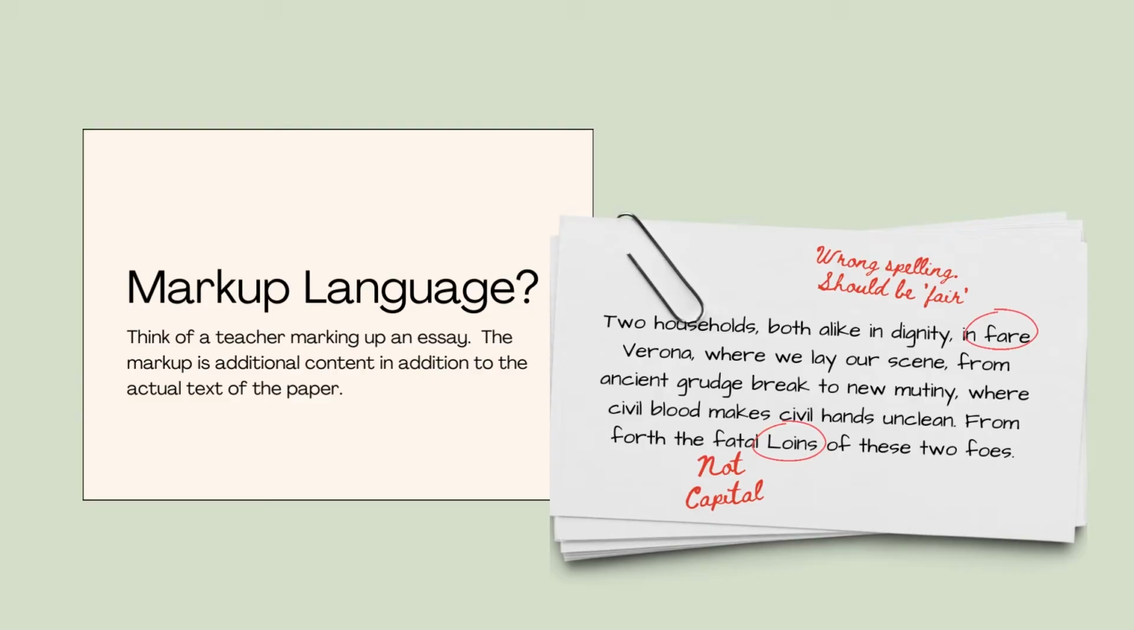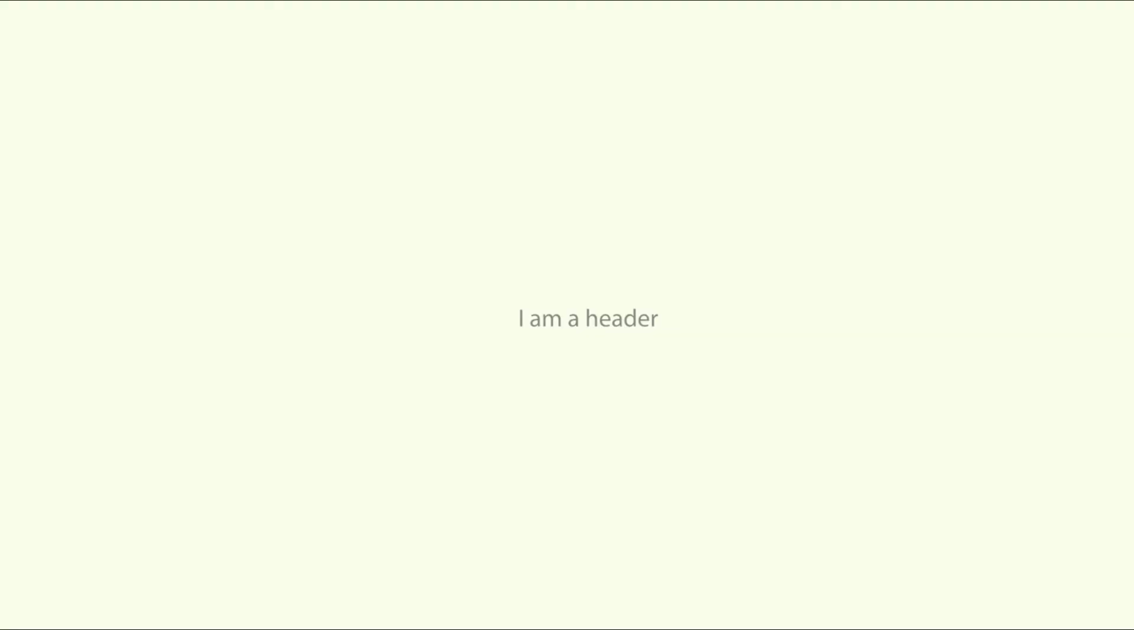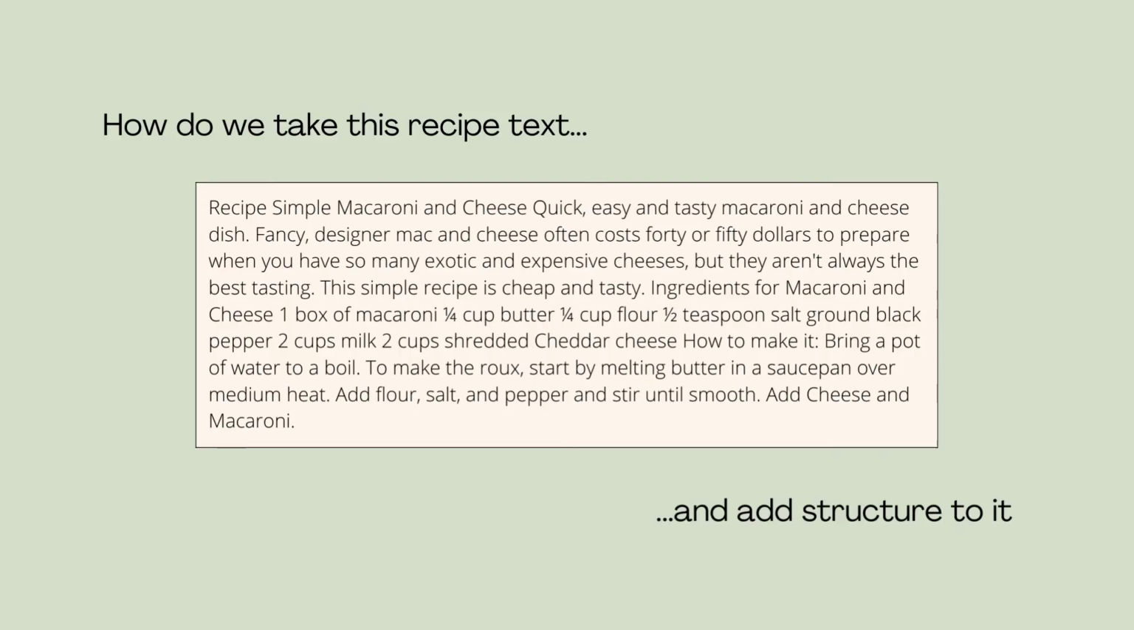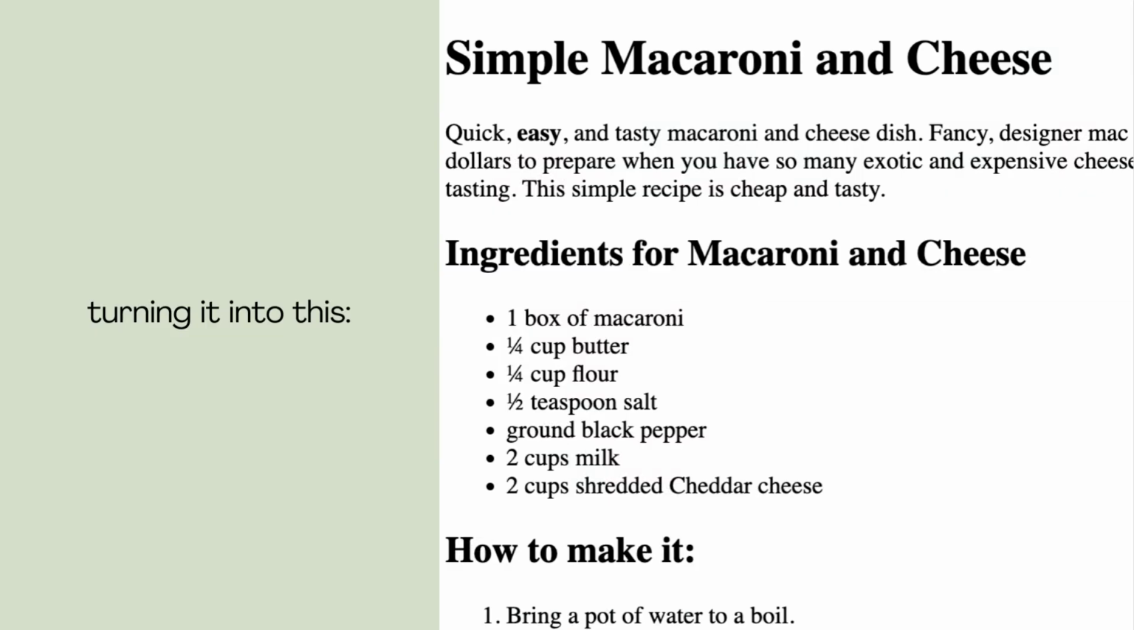Now, whilst you cannot currently use HTML to change the spelling of things, you can use it to transform text into a heading or make it bold, as well as a bunch of other things. In fact, we can apply the hypertext markup language, or HTML, to this boring lump of text and make it look like an actual recipe we see online. So we can take this and make it look like this.